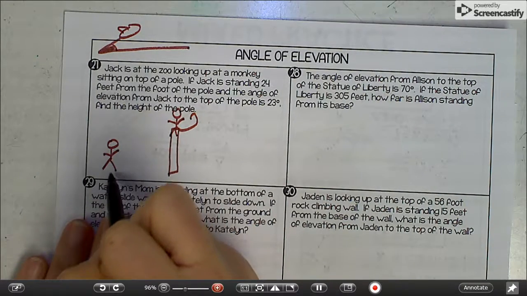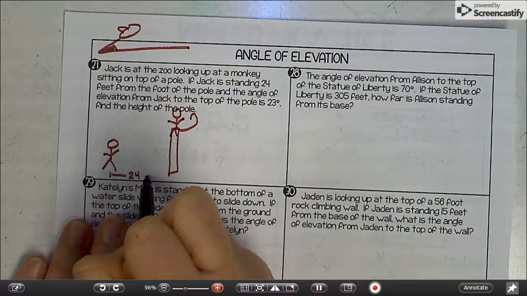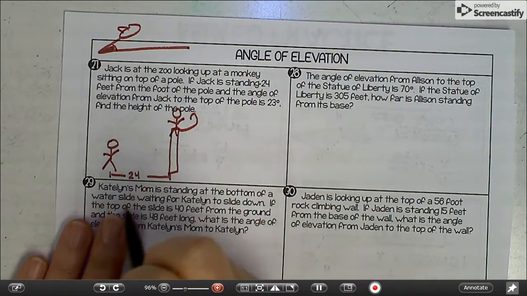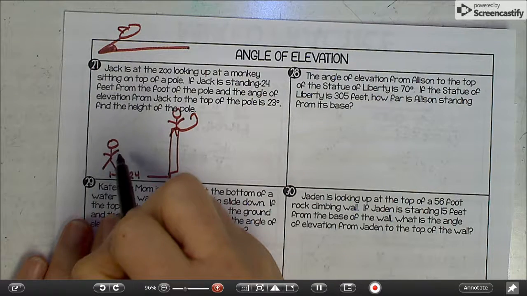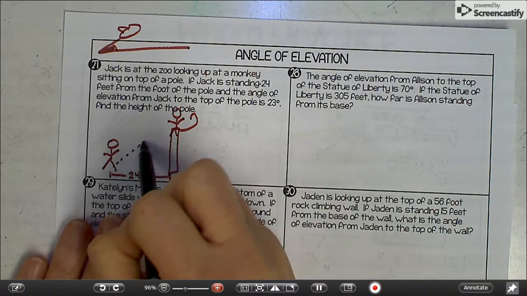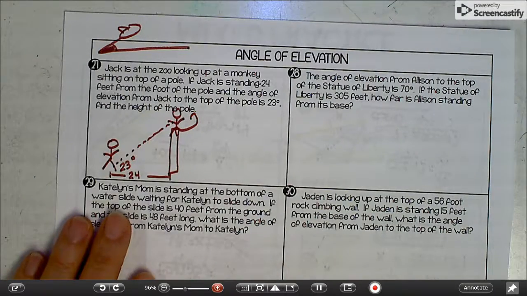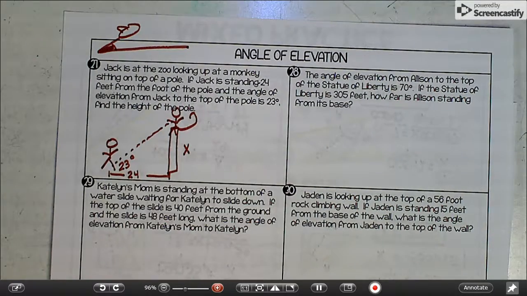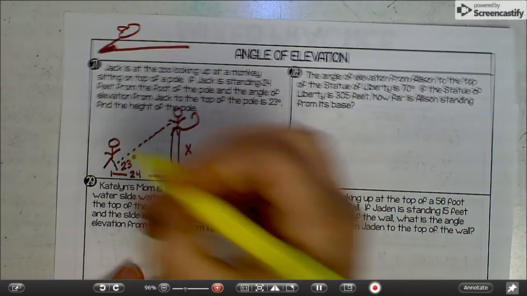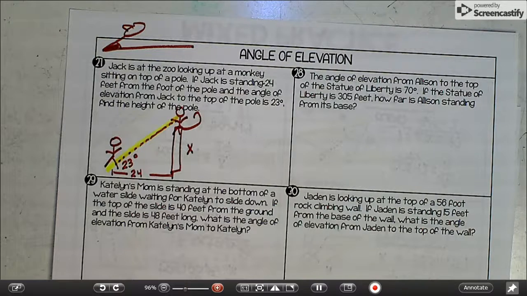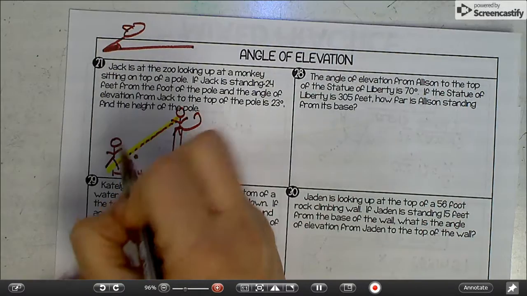He's standing 24 feet from the base of the pole. I'm just getting all this information from up here. And the angle of elevation from him to the top of the pole is 23 degrees. And what we want to know is how tall the pole is. So this is kind of like the problems we set up for similar figures. This would be the hypotenuse across from the right angle the pole makes with the ground. And we have our angle that we're standing on.